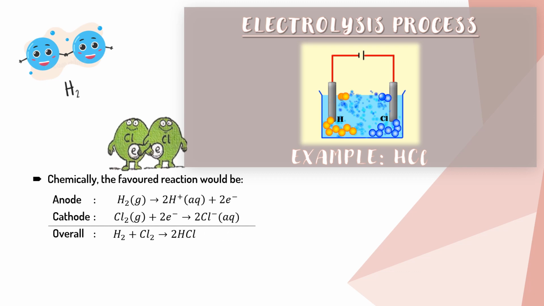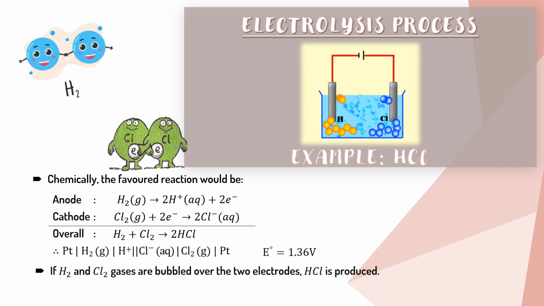The cell notation of the electrolysis of HCl is written as below. Cell notation is a shorthand method of expressing a reaction in an electrochemical cell. In cell notation, the anode is placed on the left while the cathode is placed on the right. Individual solid, liquid, or aqueous phases within each half cell are separated by a single bar. The electromotive force of this process at standard condition, E0, is equal to 1.36 volt. If H2 and Cl2 gases are bubbled over the 2 electrodes, HCl is produced.